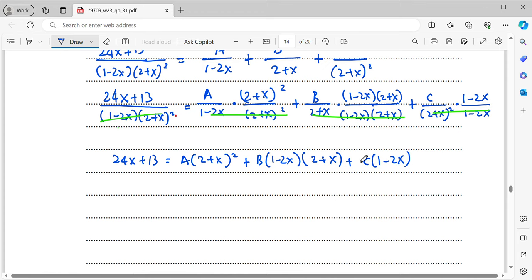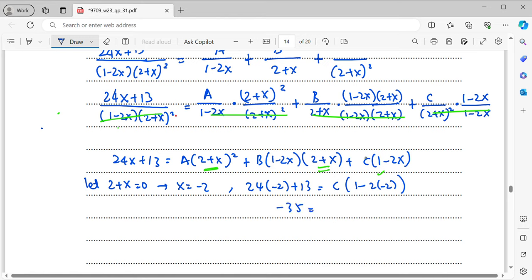To find the unknowns A, B, C, just let the linear factors be 0. I will let 2 + x be 0, therefore my x is -2. Whenever you see 2 + x, it will be 0. Then I can find C directly. I will get 24 times -2 plus 13 on the left side. A and B will be ignored because you have 2 + x. So I will just write C(1 - 2 times -2). The left-hand side is -35, the right-hand side is 5C. Hence, my C is -7.